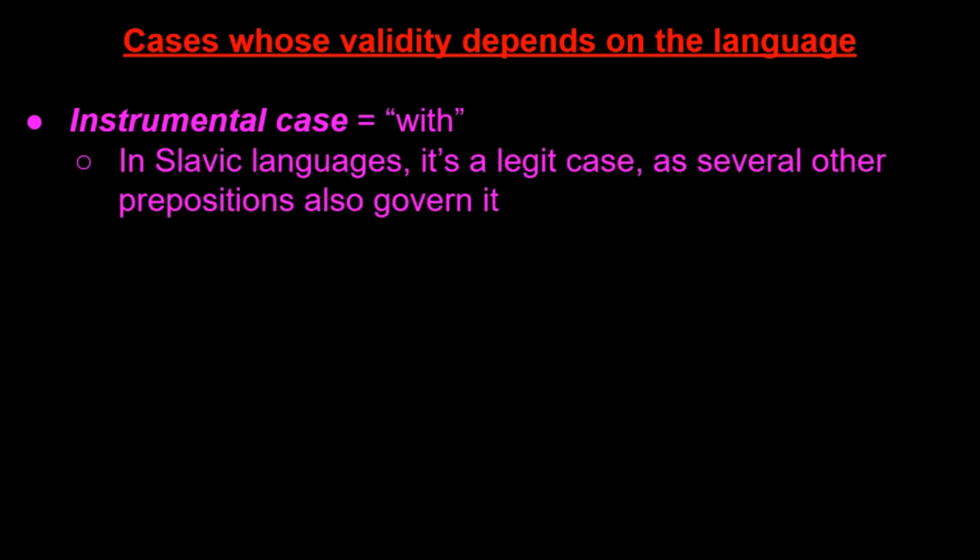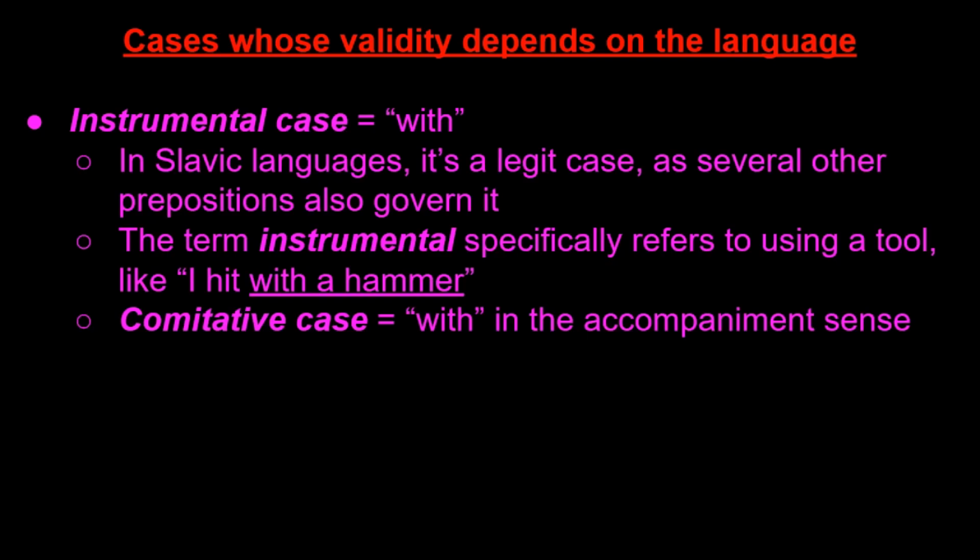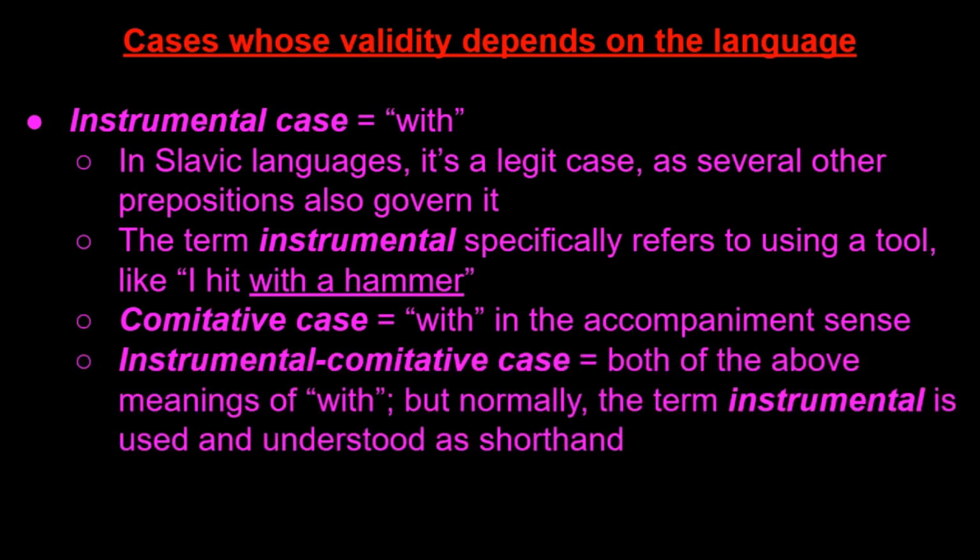But then there are the other cases, like the instrumental, which generally means with, but it's completely legit in the Slavic languages because there it has several different jobs. In other languages it literally just means with, but I should mention here that instrumental specifically refers to with as in using a tool for something. To talk about accompaniment, that's the commutative case, and oftentimes the term instrumental commutative is used to combine them.